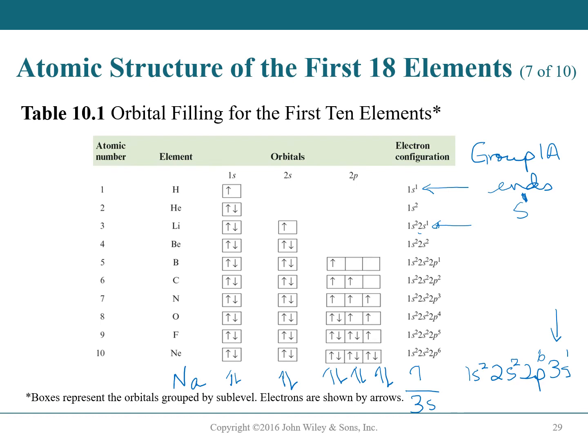And when you get to sodium, it ends in 3s1. So it turns out group 1A, when we look at the electronic configurations, all of them end in s1. It doesn't mean we don't put what's in front of it. We put everything in front. But it ends with your row number and s1.